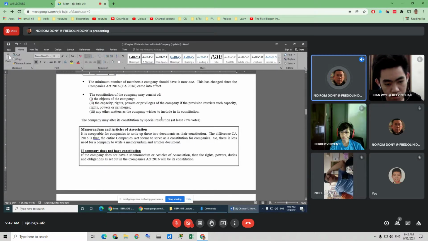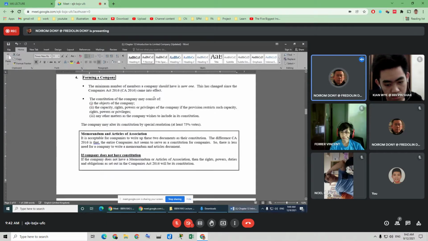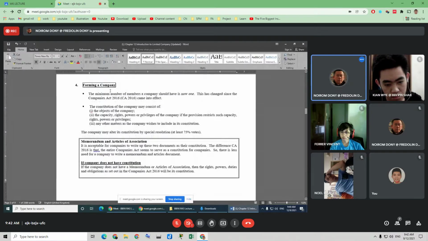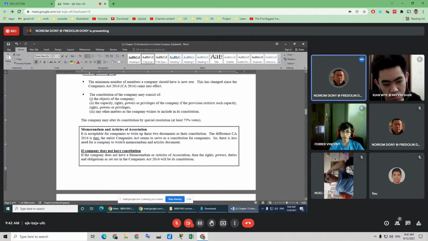So there are two constitutional documents that we need to have in forming a company: the memorandum and the articles of association. There are two.